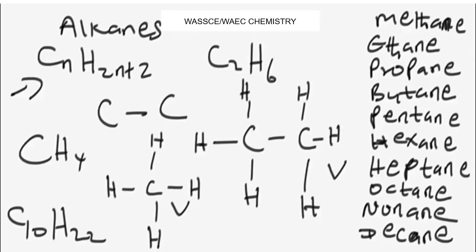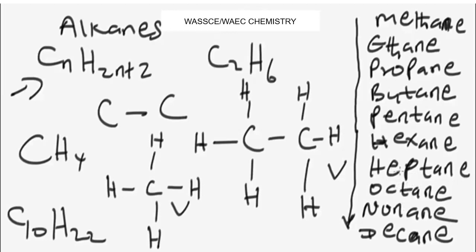For instance, the shorter the hydrocarbon chain, the less viscous the hydrocarbon will be. So basically, as you move down the series of alkanes here, the less viscous the hydrocarbon will be. So you can see that decane is less viscous than nonane. Nonane is less viscous than octane.